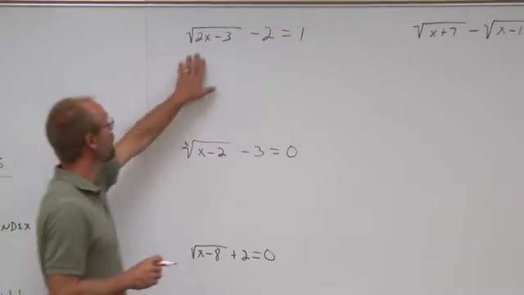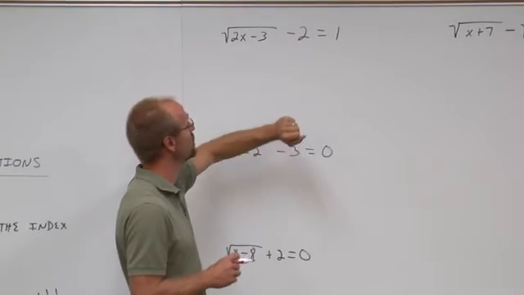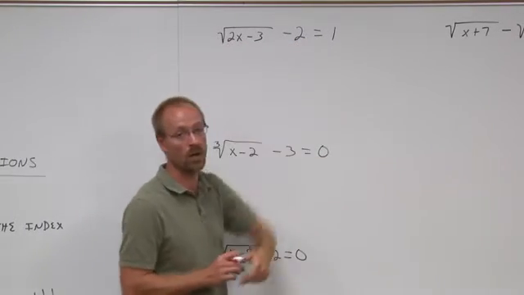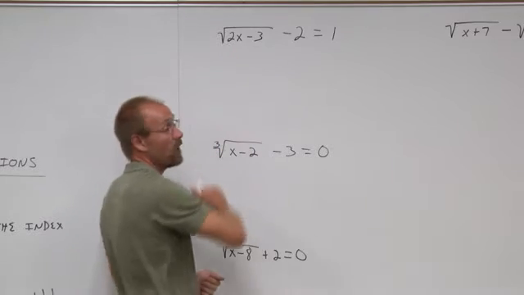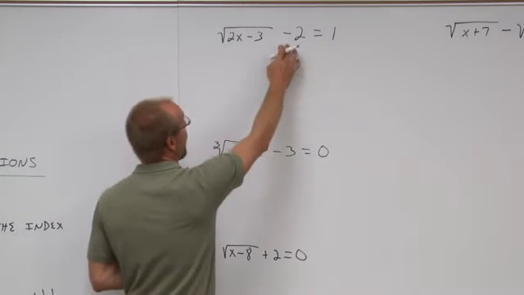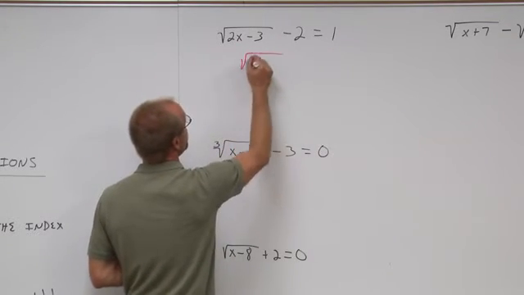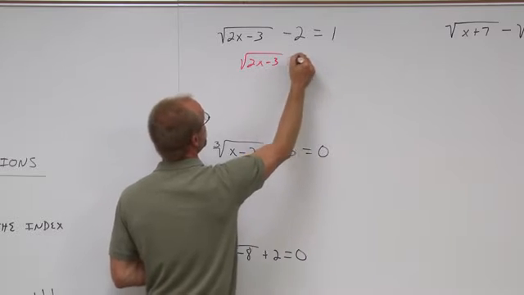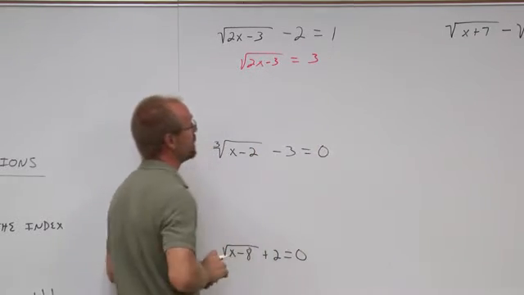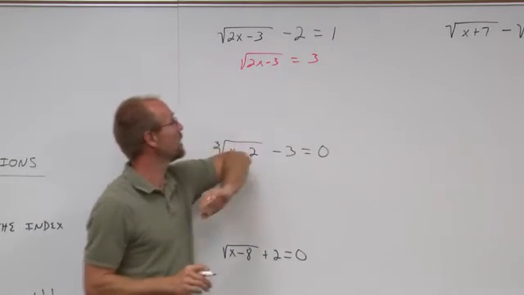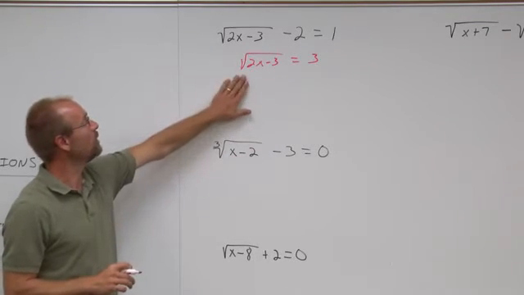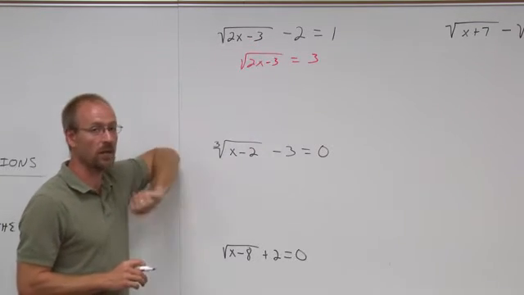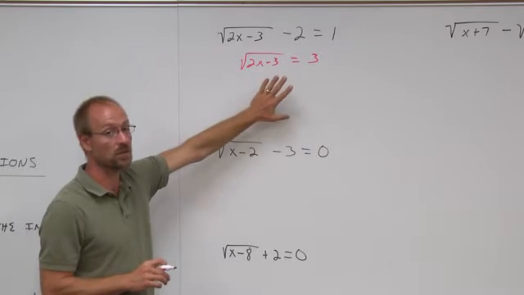All right, so let's look at some examples here. Here I have the square root of 2x minus 3, minus 2, equals 1. Well, step 1, isolate that radical. I'm going to add 2 to both sides, so I get the square root of 2x minus 3 equals 3. Add 2 to both sides, 2 and 1 is 3. Now, the radical is isolated to one side of the equation. I can now raise both sides to the index.